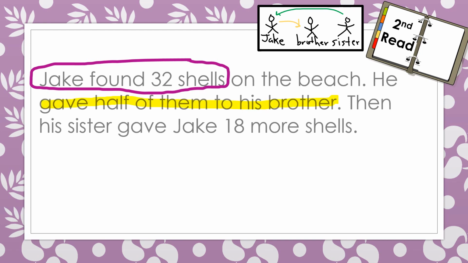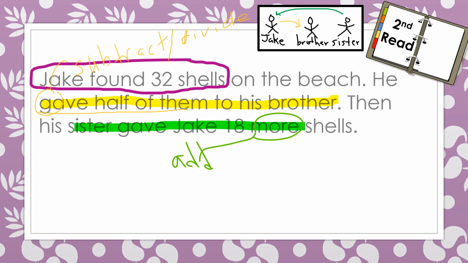When you give half of your shells to your brother, you could be subtracting, or because there's 2 equal groups of the 32 shells, we could be dividing. Then his sister gave Jake 18 more shells. His sister's giving him more shells, and that makes me think that we would be adding to what he has left after giving some to his brother.